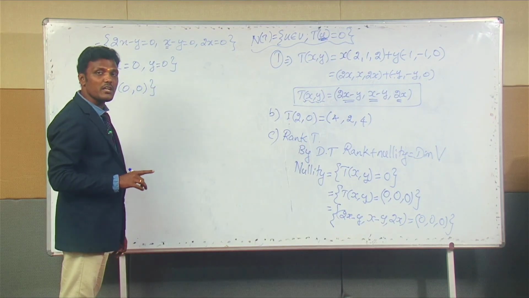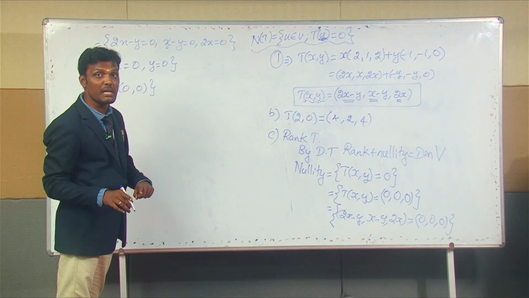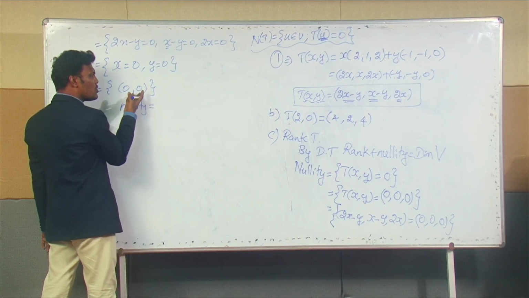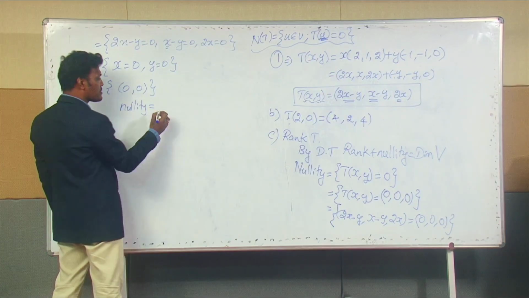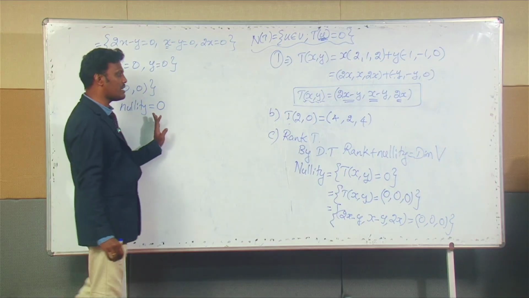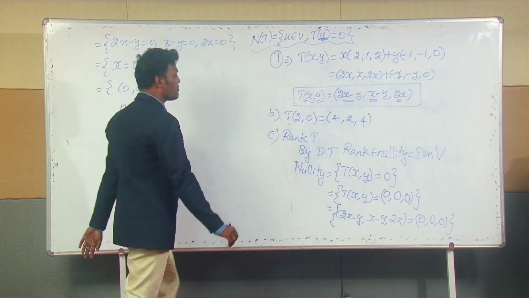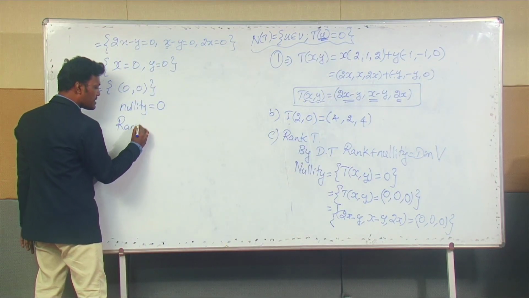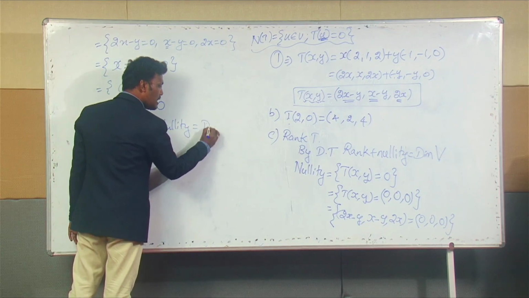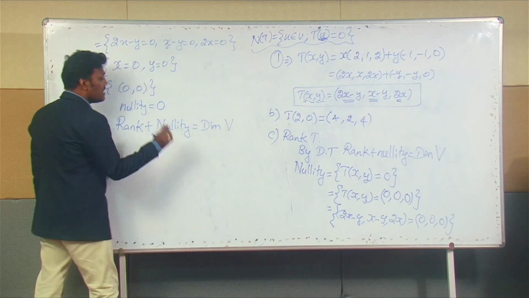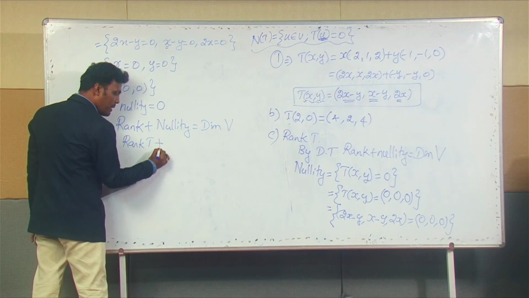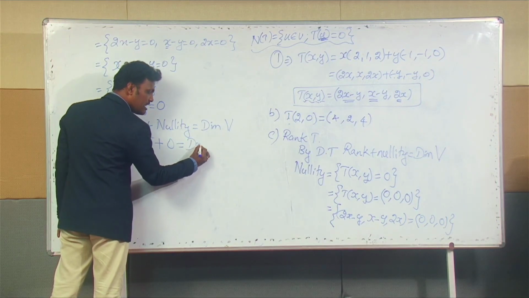So dimension of null space of T is nothing but nullity. So you can say nullity, there are no points in the graph, so nullity is 0. Just substitute nullity 0 in the dimension theorem. What is the dimension theorem? Rank plus nullity equal to dim V. Substitute the nullity value as 0, then rank T plus 0 equal to dim V.